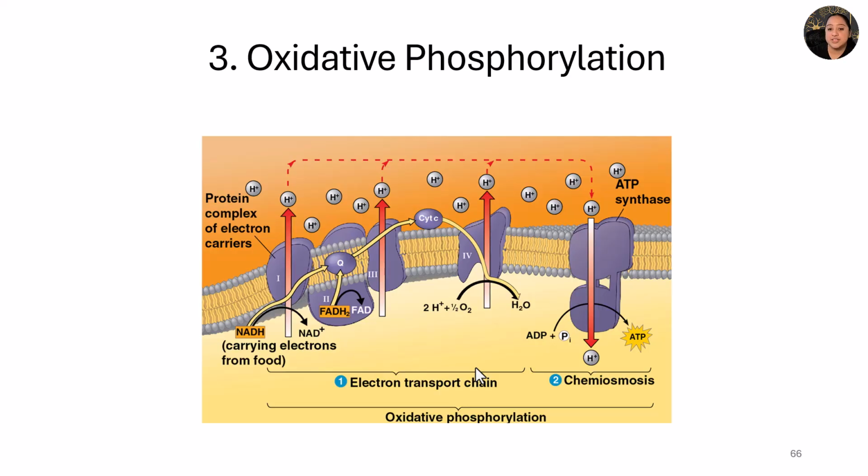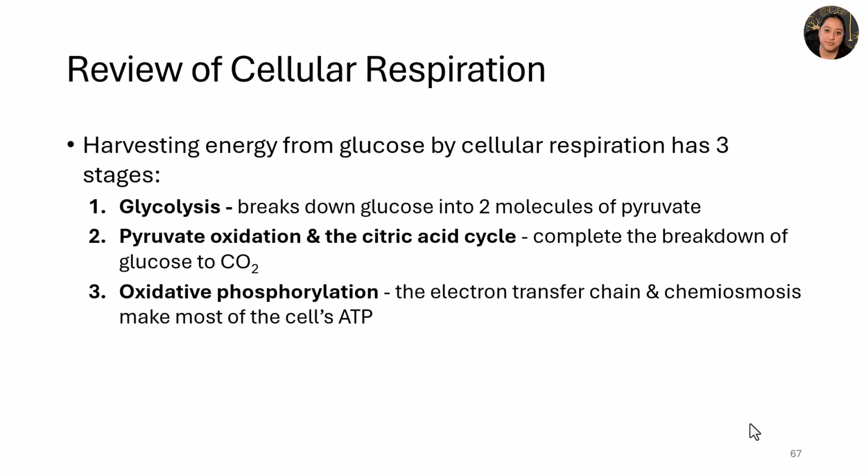So together, those make up oxidative phosphorylation. Part one, the electron transport chain, makes that proton gradient happen. And then as they move down their concentration gradient, it drives chemiosmosis. Together, that is oxidative phosphorylation. So that is cellular respiration. It's probably a lot, but hopefully broken up into manageable chunks.